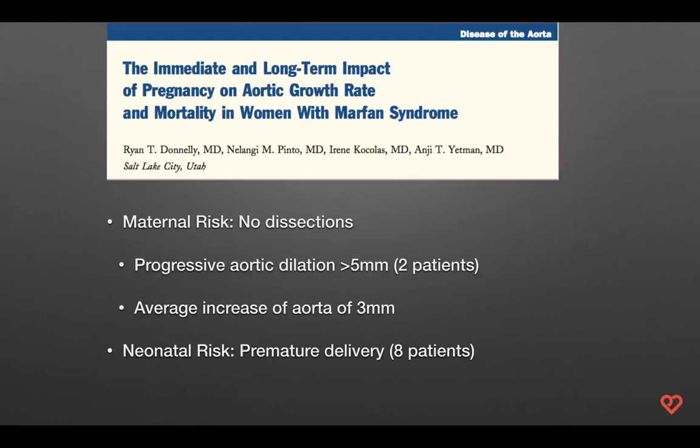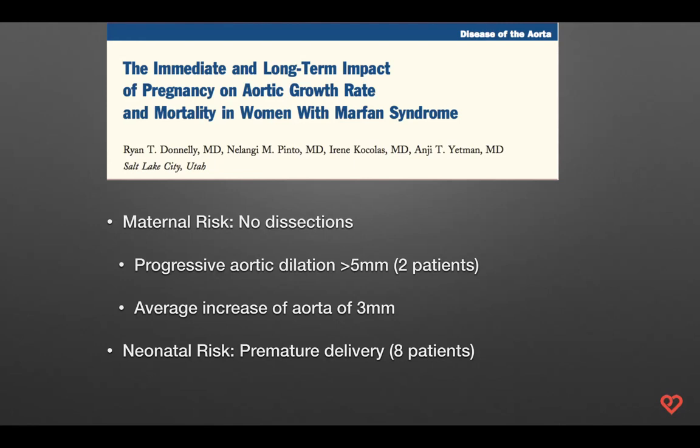This was looked at a few years ago with a wonderful study where they looked at the immediate and long-term impact of pregnancy on aortic growth rate and mortality in women with Marfan's. The great news is that there were no maternal dissections. There was, however, progressive aortic dilatation. Maximum of 5 millimeters during pregnancy, the average about 3 millimeters. So I do tell my pregnant patients that the average growth rate is about 3 millimeters.